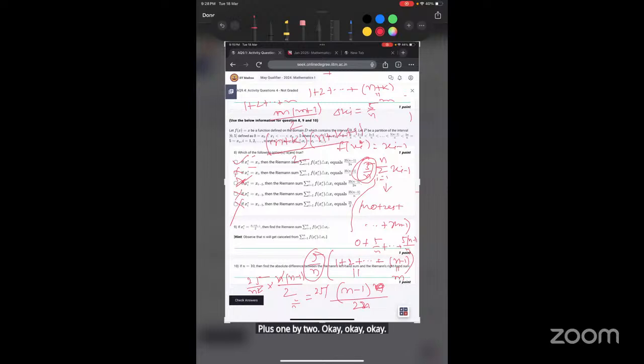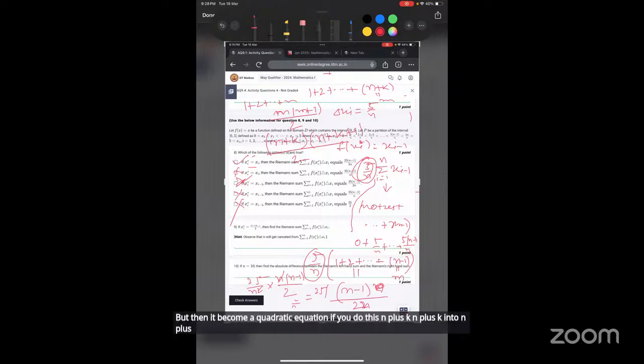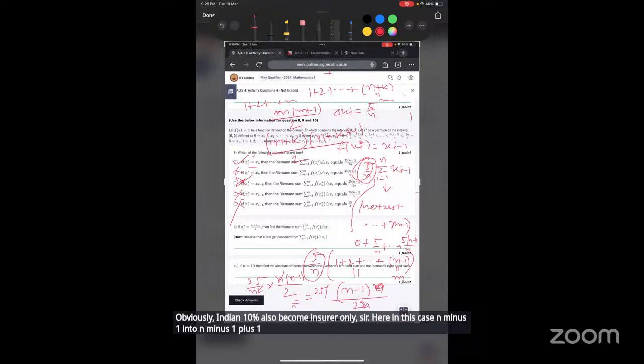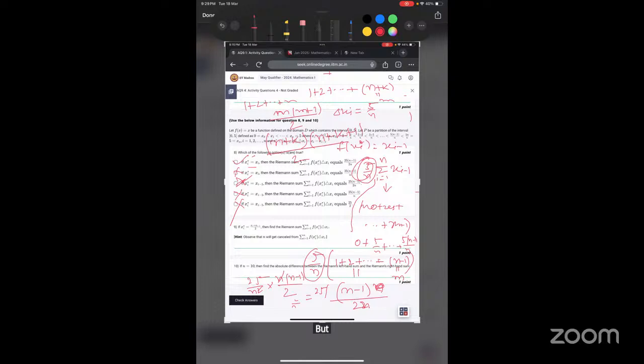Second thing is, whatever the last term is, you add 1 to that. But then it becomes a quadratic equation. If you do this, n plus k into n plus k plus 1 will become n square. Obviously, n into n plus 1 also becomes n square only. Here in this case, n minus 1 into n minus 1 plus 1, so plus 1 minus 1 cancels and n will be there. But it will start from 2 then, right?